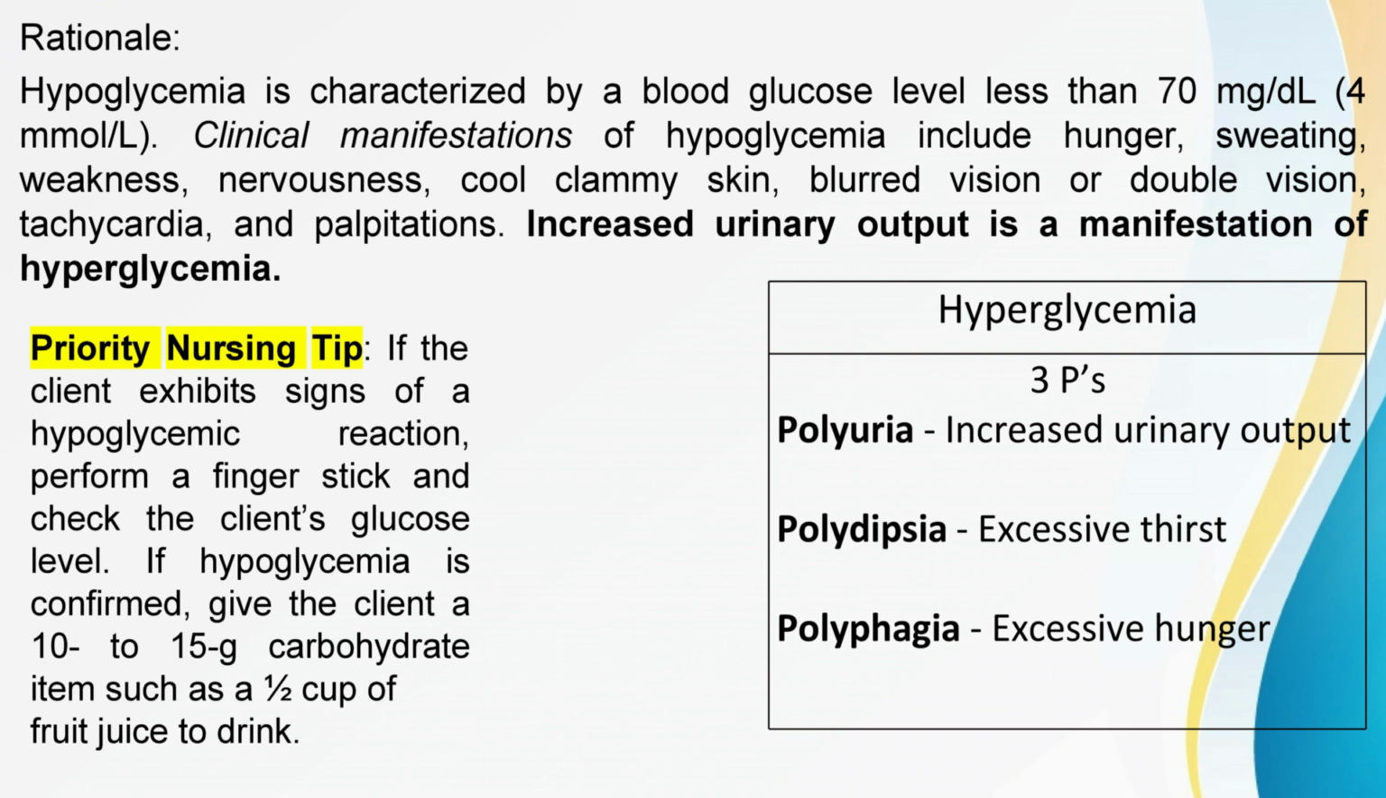Priority nursing tip: if the client exhibits signs of a hypoglycemic reaction, perform a fingerstick and check the client's glucose level. If hypoglycemia is confirmed, give the client a 10 to 15 g carbohydrate item such as a half cup of fruit juice to drink. In hyperglycemia, always remember the 3 P's. Polyuria, increased urinary output; polydipsia, excessive thirst; polyphagia, excessive hunger.